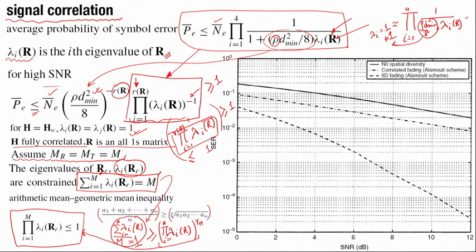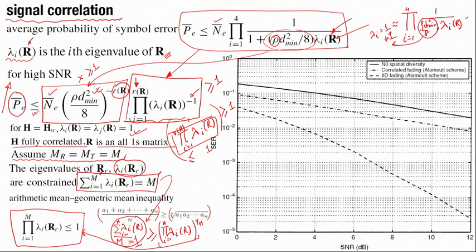So this probability of error expression, which we are outlining with the box, is multiplied by a factor which is greater than 1, which in turn means that the average probability of error increases if R is not an identity matrix. So if R is not an identity matrix, in that case we see that the error probability increases.